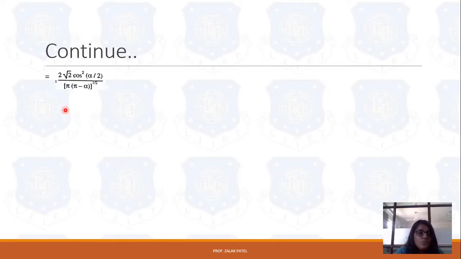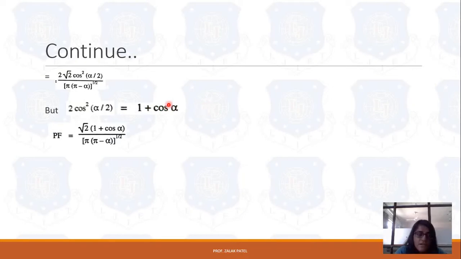So this equation can be written like this: 2√2 cos square alpha by 2 upon pi minus alpha raised to 1 by 2. But over here 2 times cos square alpha by 2 can also be written as 1 plus cos alpha, because cos square alpha by 2 can be written as 1 plus cos alpha by 2. So this equation becomes like this: root 2 as it is, 2 times cos square alpha by 2 is nothing but 1 plus cos alpha, divided by pi into pi minus alpha raised to 1 by 2.